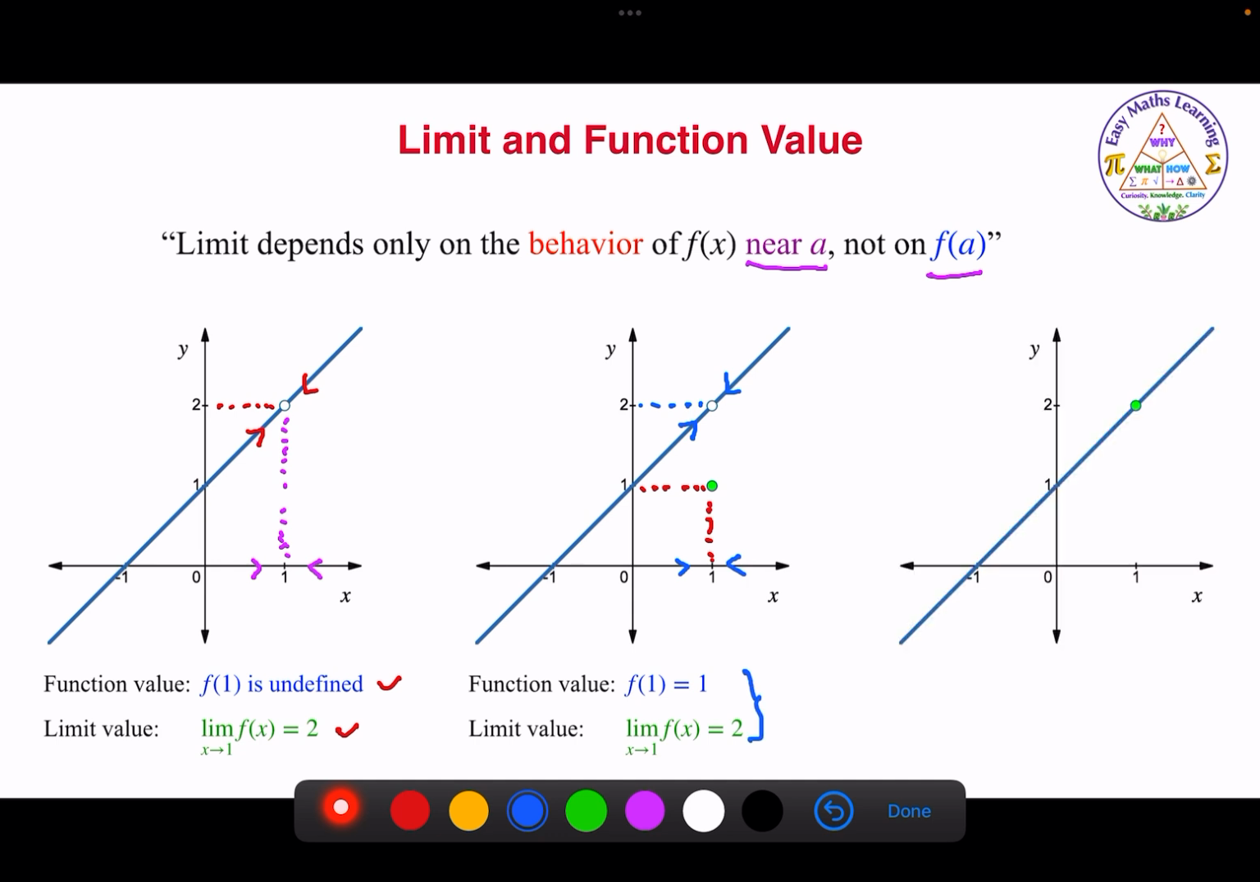In the third graph, you see both the function value and the limit value exist and are equal at x equal to 1. The function value is 2, and the limit value is also 2. This is the case when we say the function is continuous at the point x equal to 1. So this function is continuous at x equal to 1.